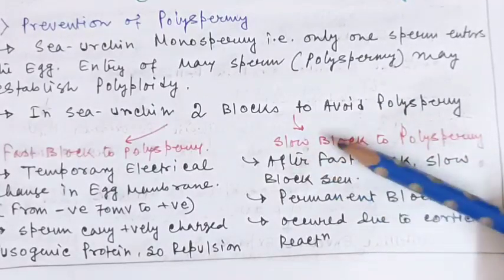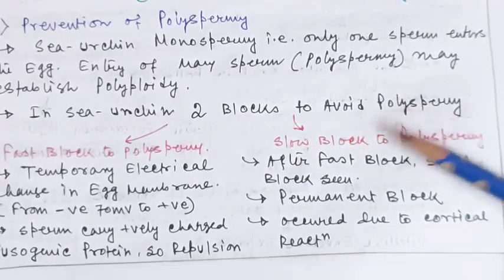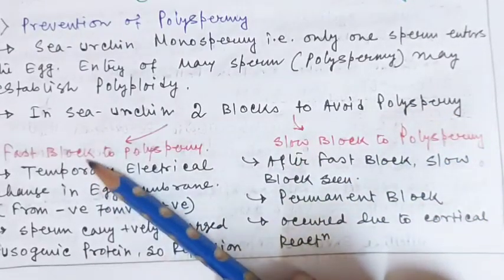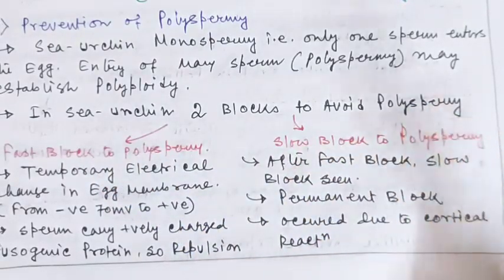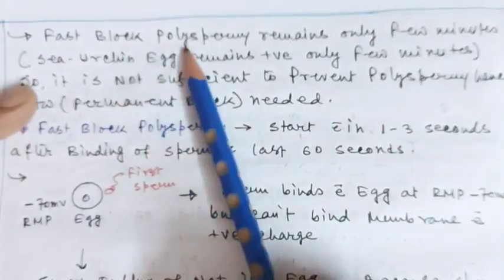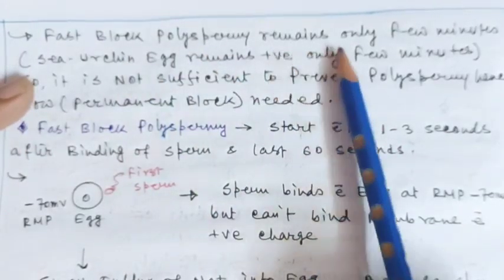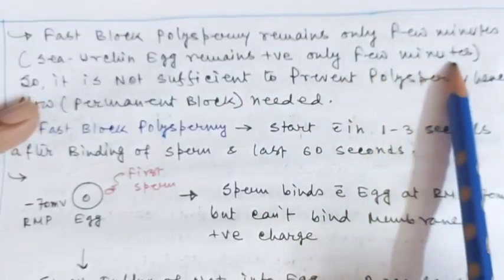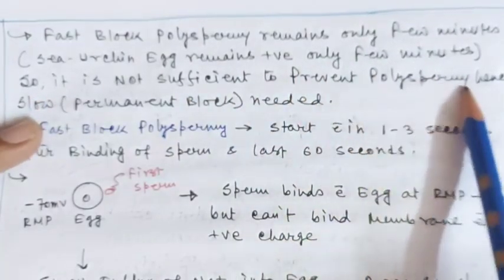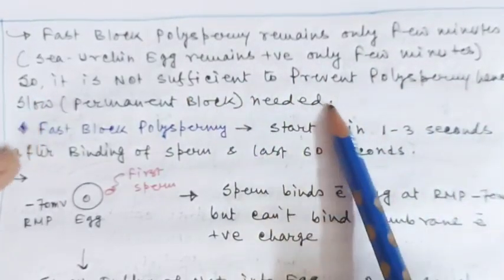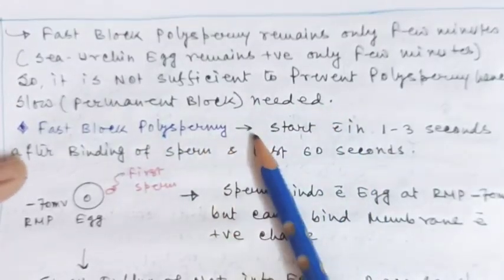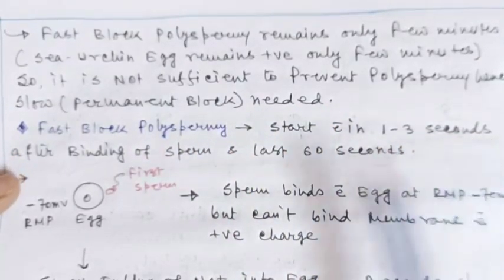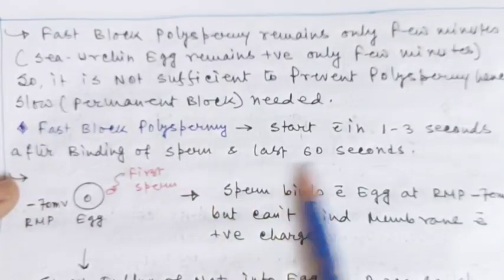So two types of prevention of polyspermy can be seen in the case of sea urchin. One is the fast block and the other is the slow block to polyspermy, right? The fast block to polyspermy remains only a few minutes. In sea urchin, the egg remains positive only for a few minutes, so it is not sufficient to prevent polyspermy, hence the slow block is needed. So how does the fast block to polyspermy occur? It starts within 1 to 3 seconds after binding of the sperm, and then lasts for 60 seconds.